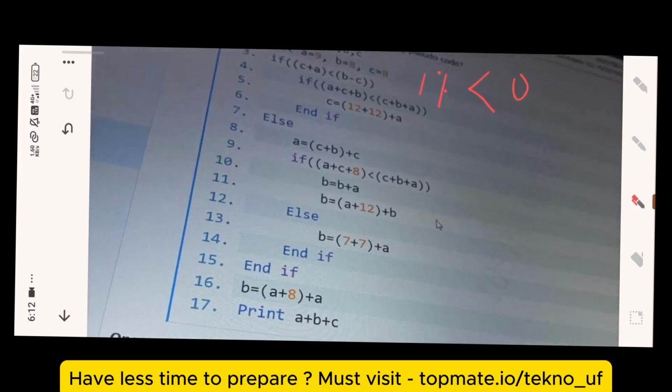What's the value of A? A is equal to C plus B plus C. C was 8, B was 8, so C plus B plus C means 8 plus 8 plus 8. This becomes 24, so the value of A becomes 24.